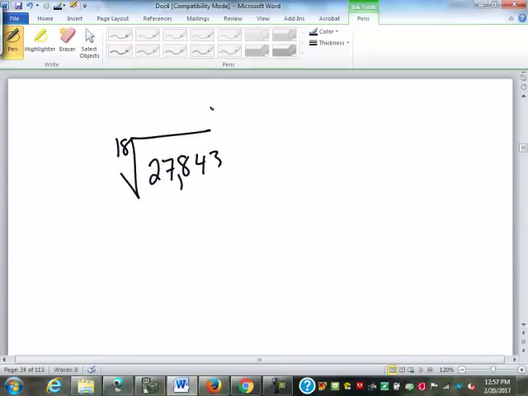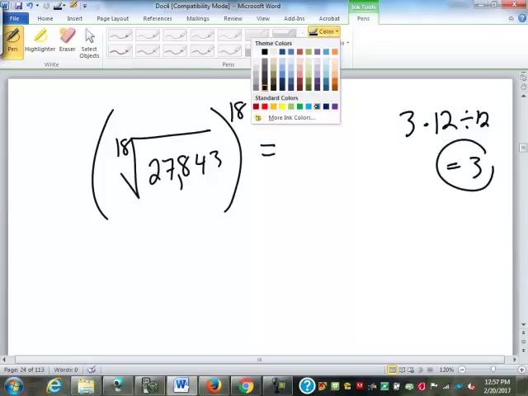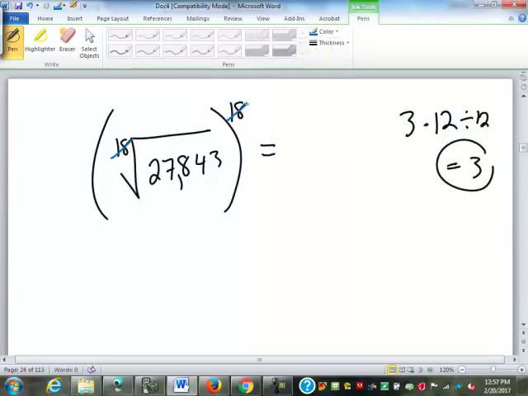If I take the 18th root of 27,843 to the power of 18, what is my answer? Okay, now, hold on. Let's say I take 3 times 12, and then I divide by 12. What do I get? 3. So you're exactly right. The 18th root and the power of 18 cancel out. This is just 27,843.